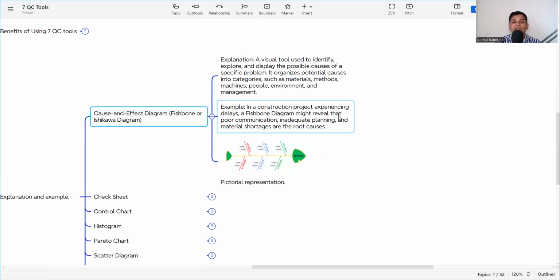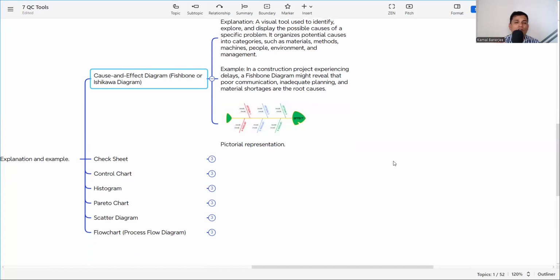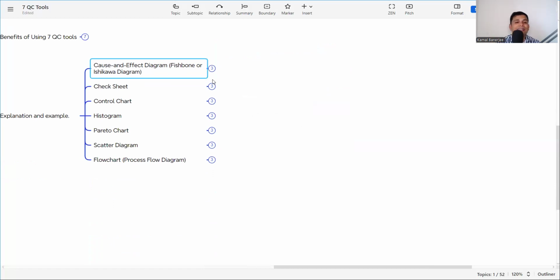So take a construction project experiencing delays. Now, a project can be delayed, but what is the reason for the delay? We need to find that out. A fishbone diagram might reveal that poor communication, inadequate planning, and material shortage are the root causes. So here the main effect is the delay, and here are poor communication, inadequate planning, material shortage, manpower shortage. Each and every branch represents one cause, and we can find out their possible solution. So in short, this is the Ishikawa diagram or the fishbone diagram, but I will make a more detailed video on that.